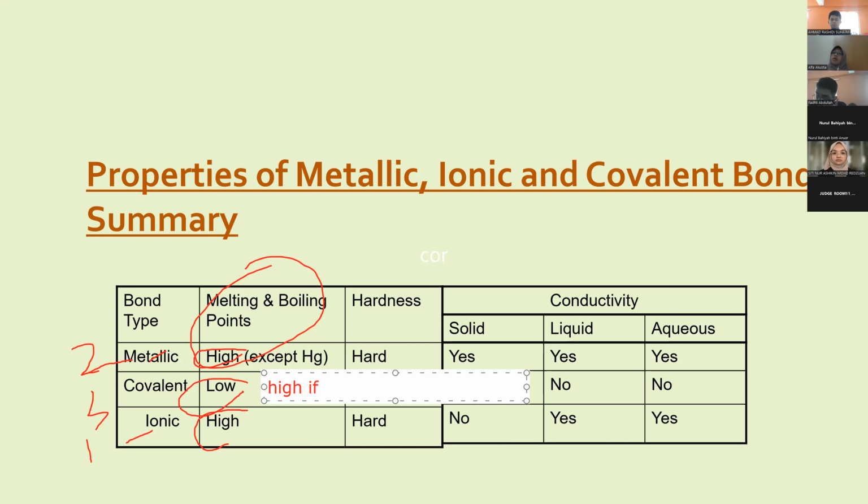High melting point if they make a covalent network. The hardness. Okay, the hardness.